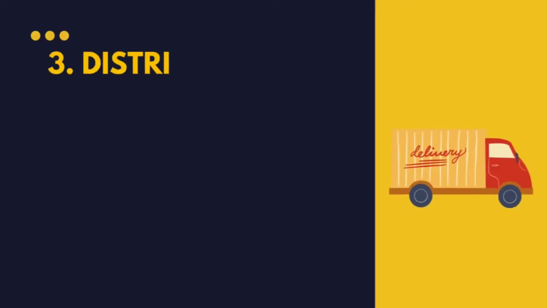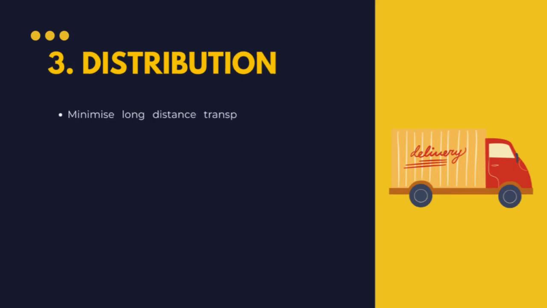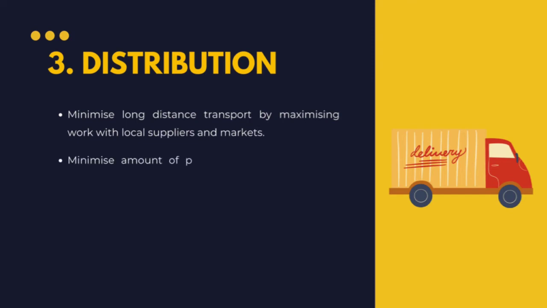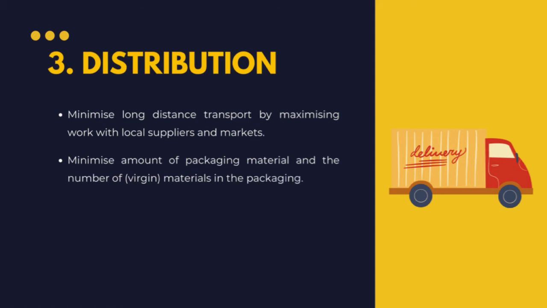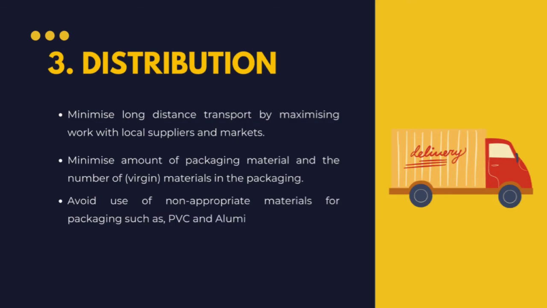Thirdly, the guidelines for distribution: minimize long-distance transport by maximizing work with local suppliers and markets. Decrease long-distance transport and all energy use and emissions from such source. Minimize amount of packaging material and the number of virgin materials in the packaging. Decrease amount of material needed for packaging. Reduce contaminalia to aid the recycling of materials. Avoid use of non-appropriate materials for packaging such as PVC and aluminium. Decrease amount of toxic, hazardous, or also valuable materials in waste.